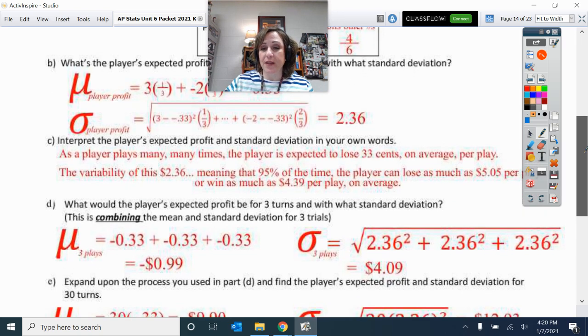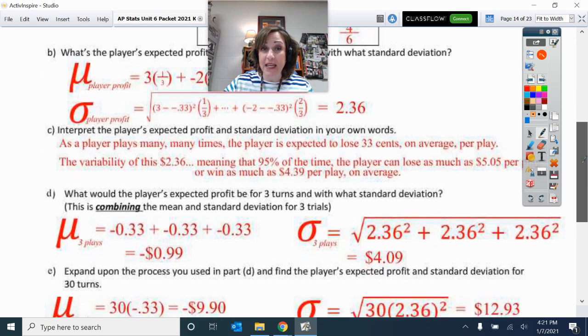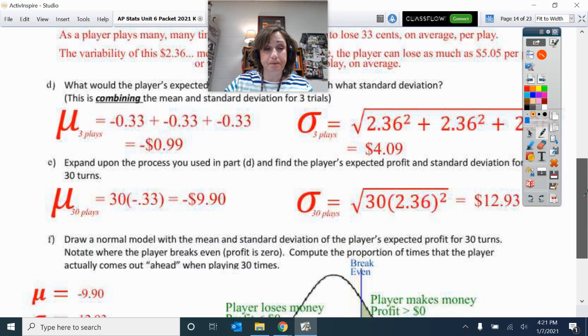Okay, and then with what standard deviation? Remember that standard deviation has special rules all the time. That standard deviation is going to be happening 3 times, not just 2. So it's not even a squared plus b squared. It's the standard deviation squared plus the next one's standard deviation squared plus the next one's standard deviation squared, and then we square root that. So that's that 4.09 as the variability among 3 plays.